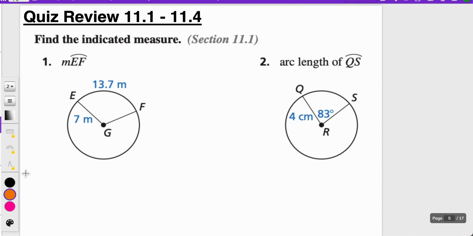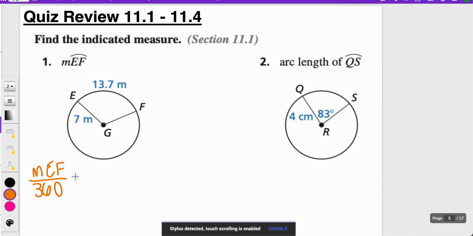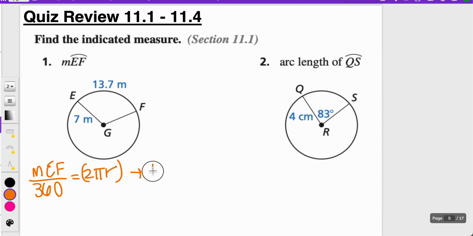For number 1, we can find the measurement of angle arc EF if we take the measurement of EF over 360 is equal to 2 times pi times radius, okay? So what we can do here is look at, we know the measurement of the arc is 13.7, so that's equal to x, not knowing the degrees, over 360 times 2 times pi times radius of 7, okay?